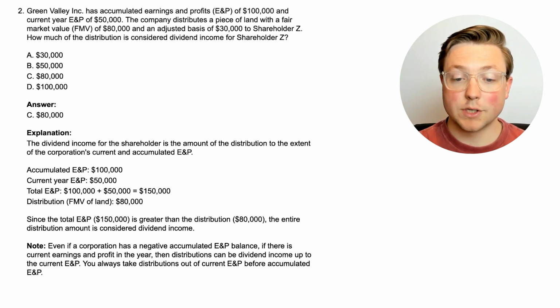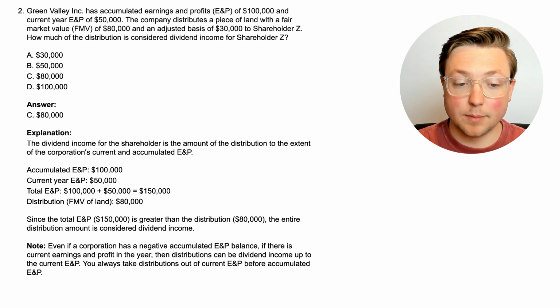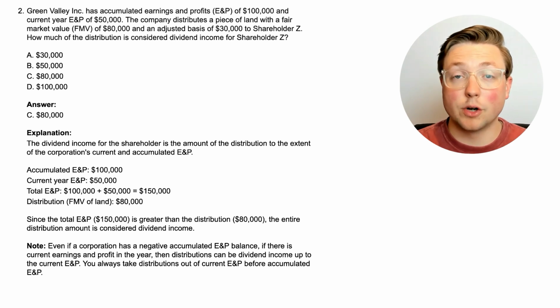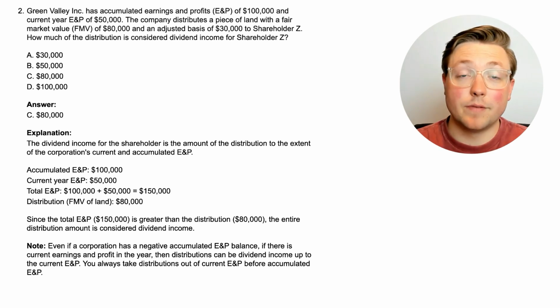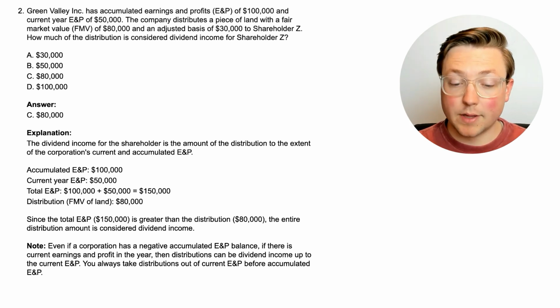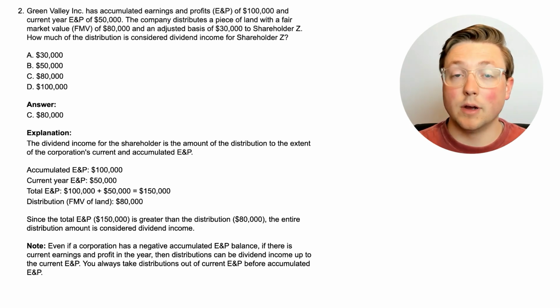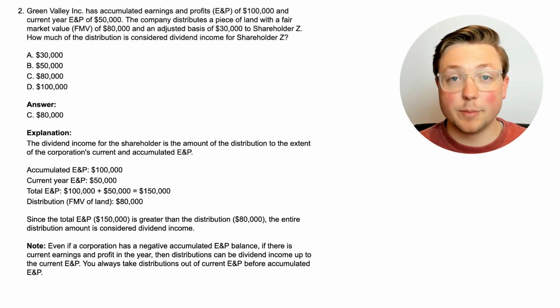The dividend income for the shareholder is the amount of the distribution to the extent of the corporation's current and accumulated earnings and profits, or E&P. And the company has $100,000 of accumulated E&P, $50,000 of current year E&P, so that's a total of $150,000 of E&P. The distribution is considered the fair market value of the land. And since the total E&P, which is again $150,000, is greater than the distribution of $80,000, the entire distribution amount is considered dividend income in this case.